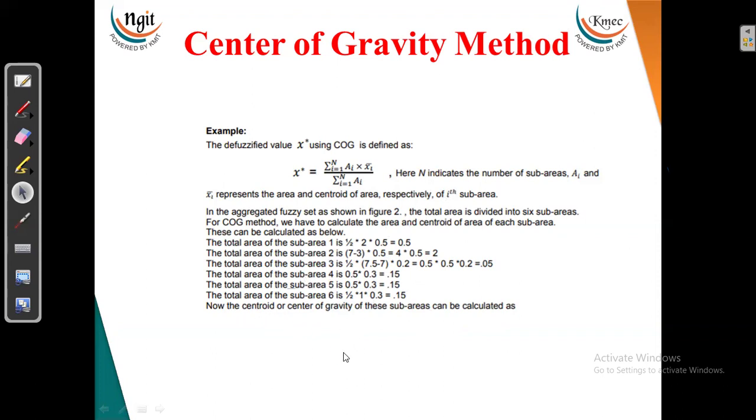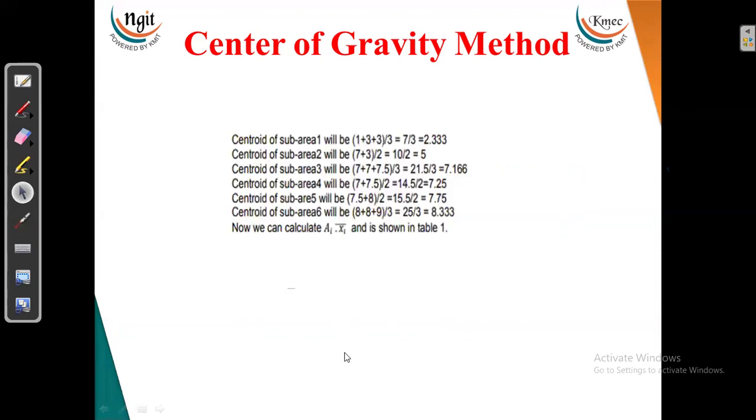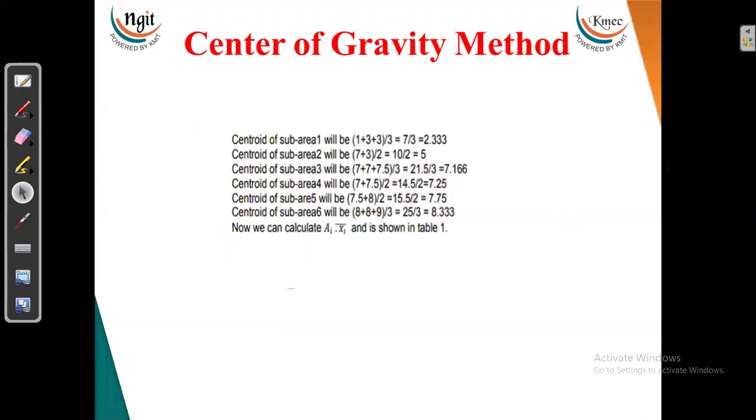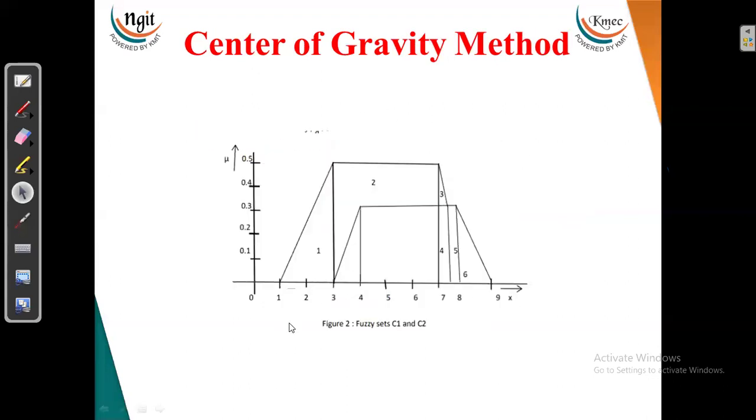Now, we have to calculate the centroid. So how to calculate the centroid? The formula for centroid of sub area 1 is 1 plus 3 plus 3 by 3. So if you take the first one, if you take the first part, the centroid will be according to the formula.